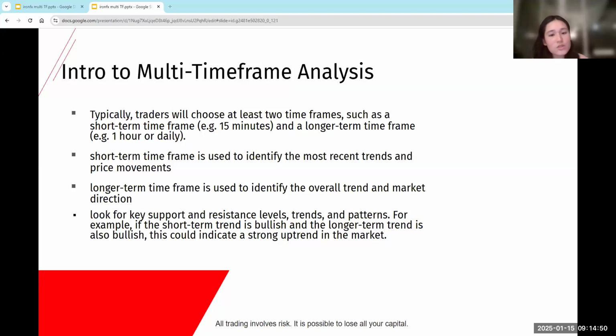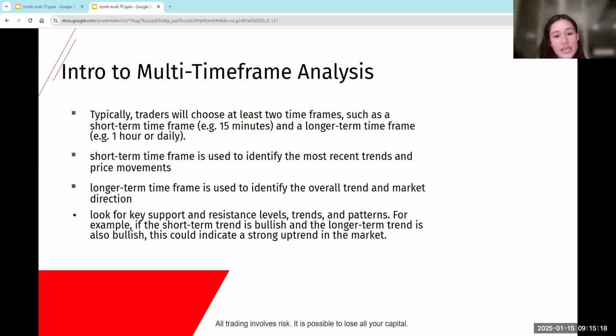Okay, so now let's do a brief intro into multi-time frame analysis. It's basically a trading strategy that involves analyzing the market from multiple time frames. Self-explanatory. But this can help beginner traders because you can get a better understanding of the market from the different time frames and hence make more informed trading decisions.